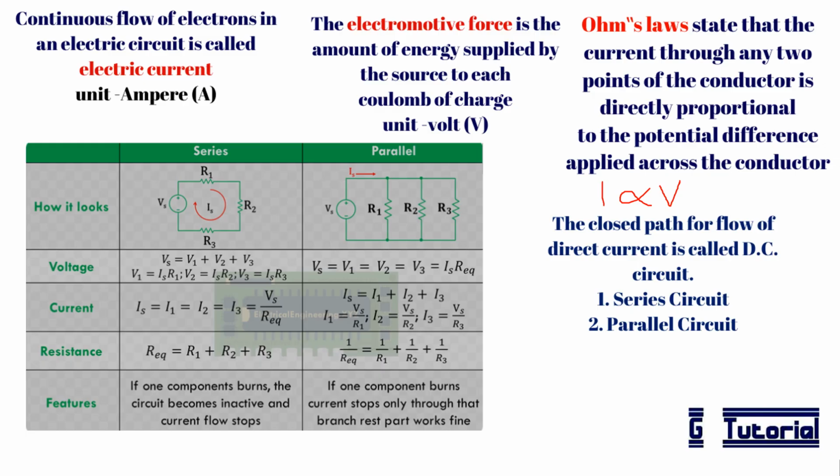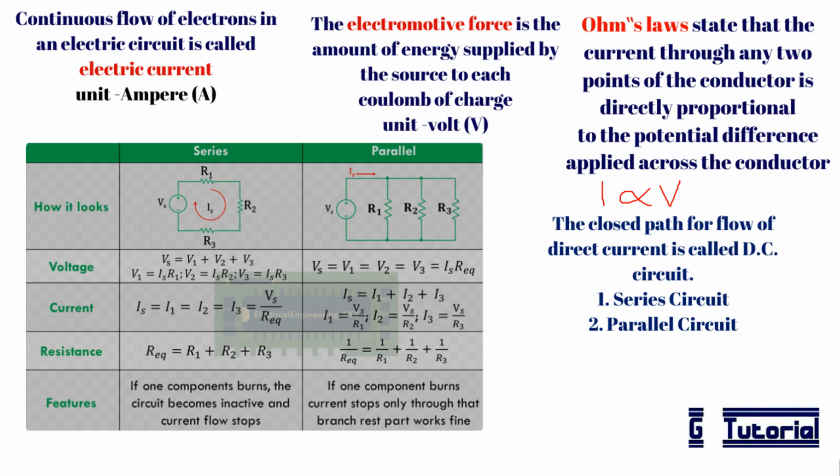Now we can see what is meant by DC circuit. The closed path for the flow of direct current is called a DC circuit. The closed path for direct current to flow is called a DC circuit, and there are two types of DC circuit: series circuit and parallel circuit.